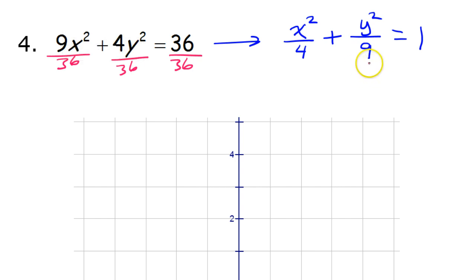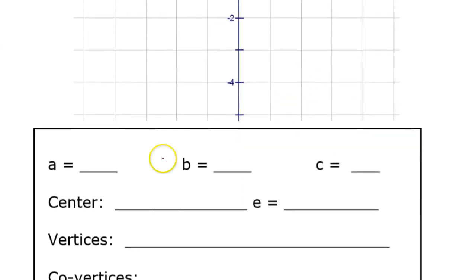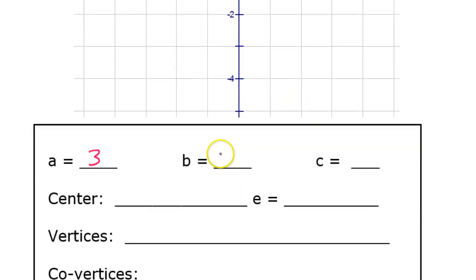The a value is always going to be the bigger number. So this must be a squared, which means that a is equal to 3. This is going to be b squared because it's the smaller number. That means b is equal to 2. Let's write that down. So a is 3 and b is 2.